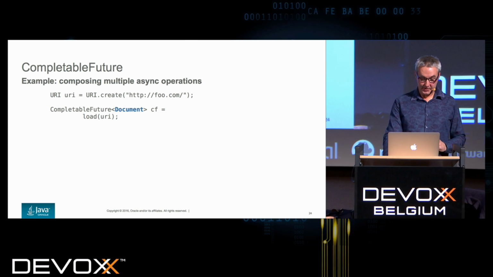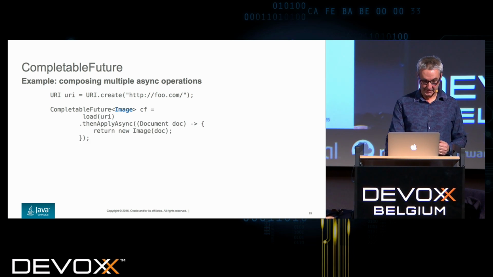So let's look at a more interesting example. Let's say we start off the same way. We call this load method, which returns a completable future of document. But what we're going to do here is add a second stage by calling thenApplyAsync, which is a method of CompletableFuture. And what that does is add a second asynchronous stage to this operation.